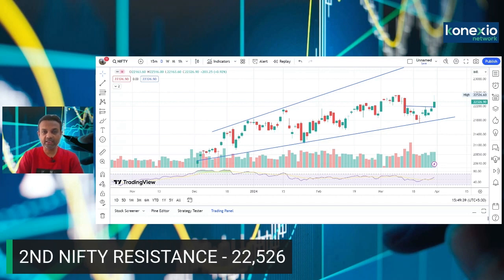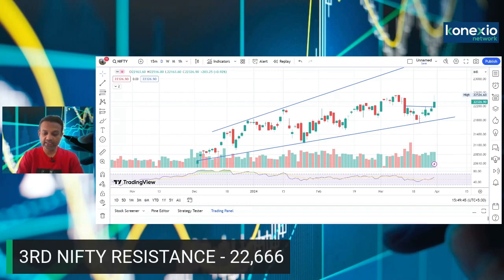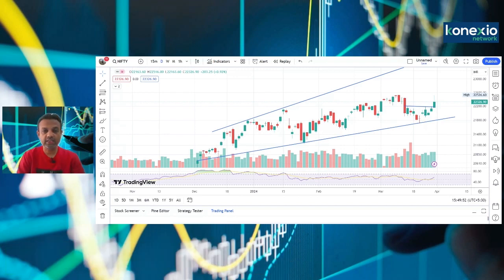Above that, the second resistance, which is the lifetime high, is around 22,526. If it breaks, then the next trajectory, the third resistance, is around 22,666. These are the crucial support and resistance levels in Nifty for the next week. Traders should closely monitor these levels.